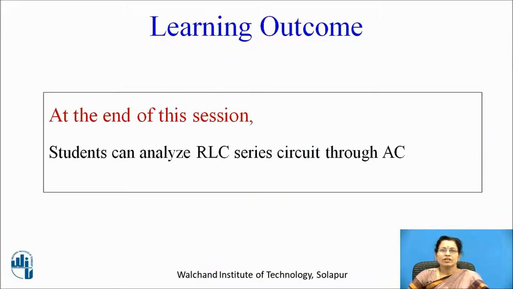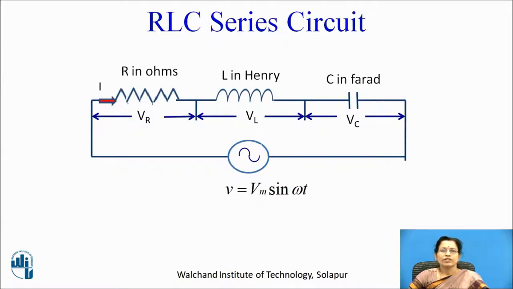At the end of this session, students can analyze RLC series circuit through AC. So this is the series circuit. Resistor, inductor and capacitors are connected in series. VR is the voltage across resistor, VL is the voltage across inductor, and VC is the voltage across capacitor. R is measured in terms of ohms, L is measured in terms of Henry, and capacitance in farad.